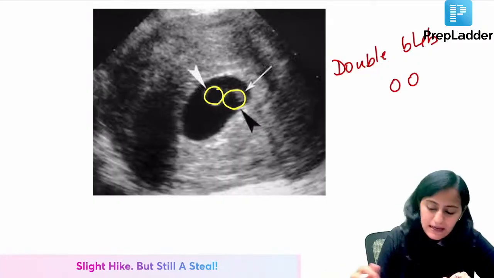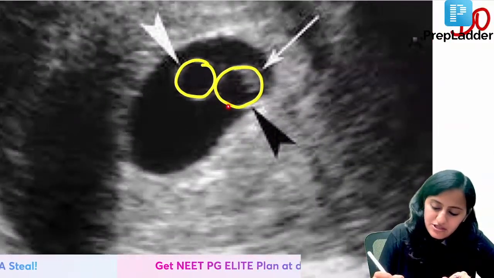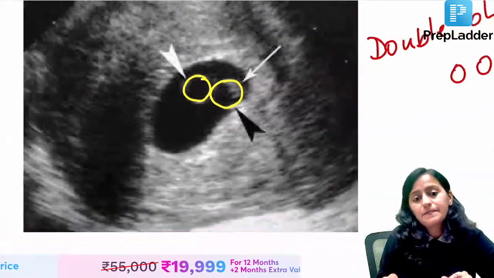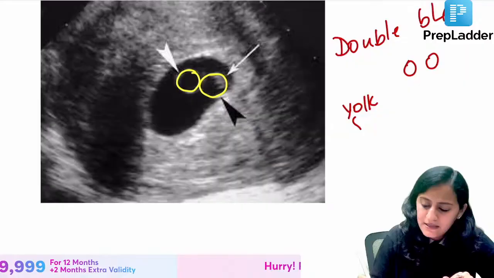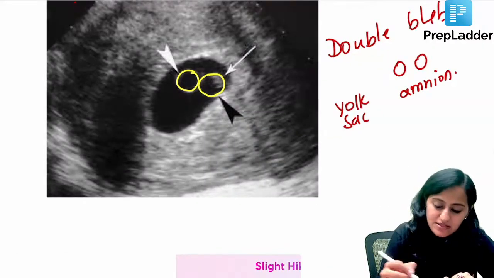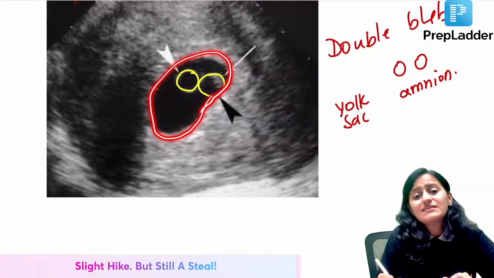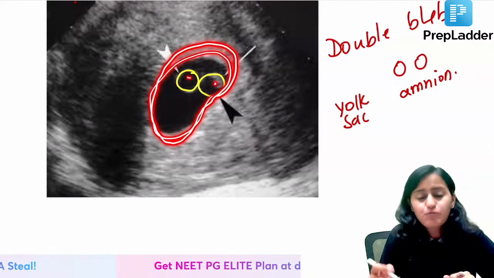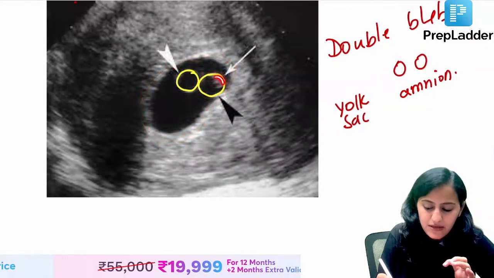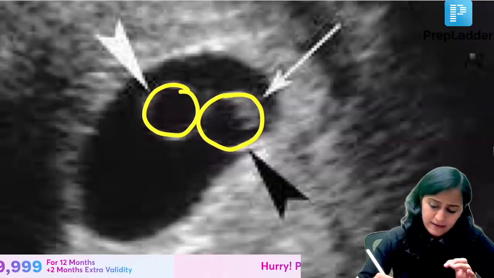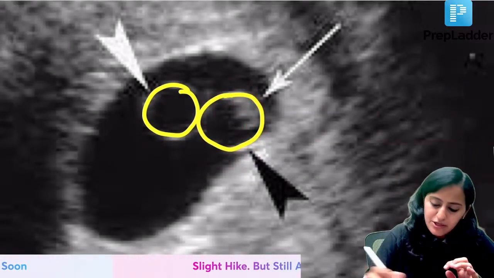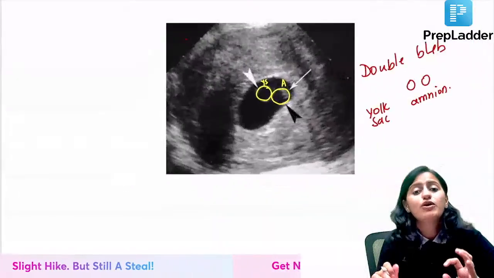What forms the double bleb? Very good. What is the one structure and the second structure? One is the amnion and the second is the yolk sac. Okay, what is this outer structure called? This is the gestational sac, inside which everything is developing. This is the amnion surrounding the very small embryonic fetal pole inside. So you have the yolk sac and the amnion forming the double bleb.